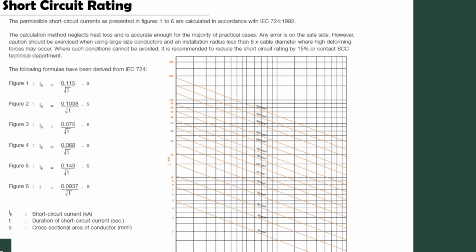In the 4 seconds, when the short circuit happens, it will accept here, this is in kiloampere, 10 kiloampere. And if I increase the time, of course the rated short circuit current will decrease. The relationship between the time and the value of the short circuit current is an inverse relationship.